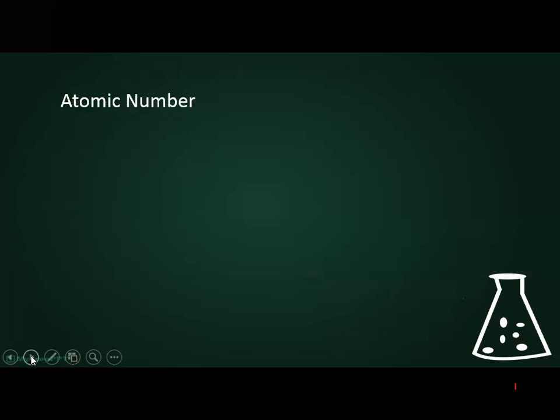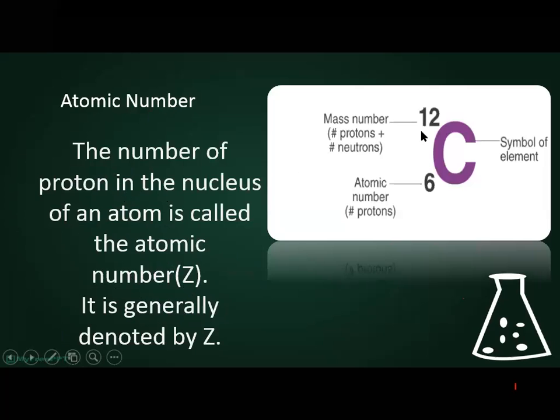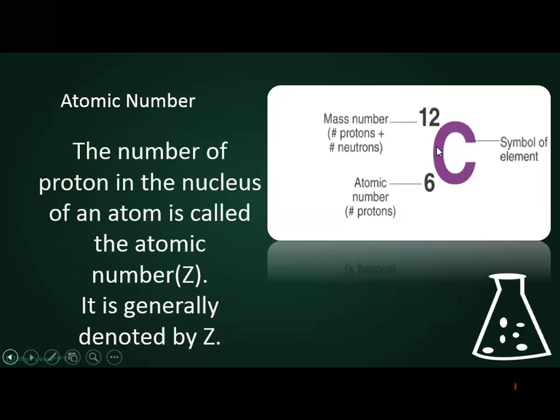Atomic number. How do we define atomic number? It is the number of protons in the nucleus of an atom, and we denote it by capital Z. Here in the picture you can see that capital C is the symbol for the element carbon, and this 6 is the number of protons in carbon. It is also called the atomic number, which is generally the number of protons in the nucleus.